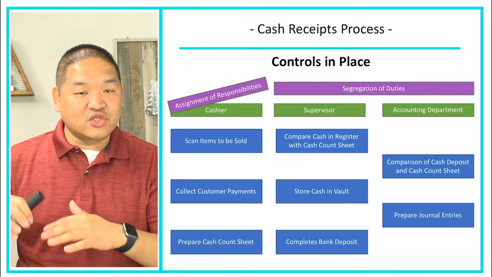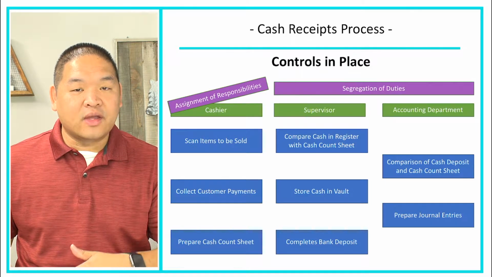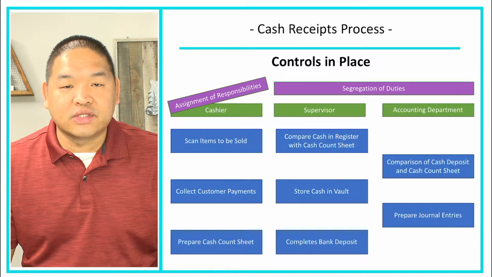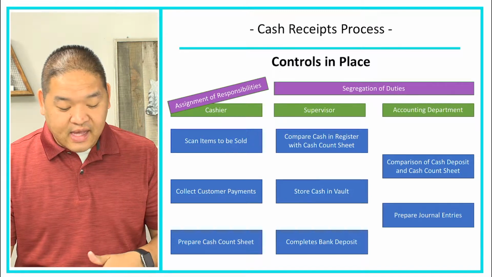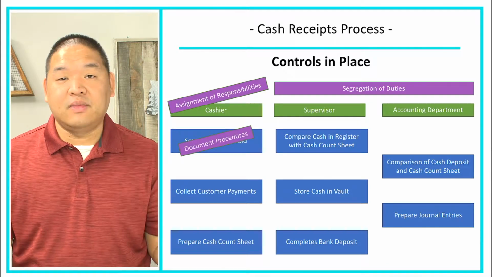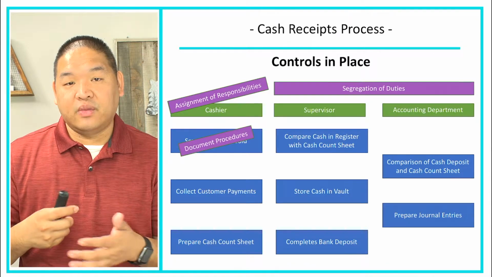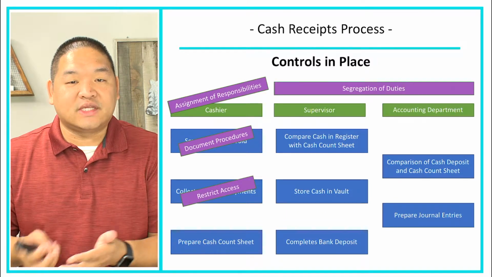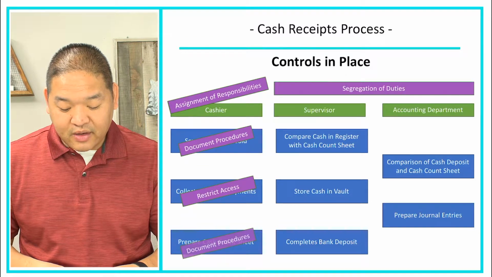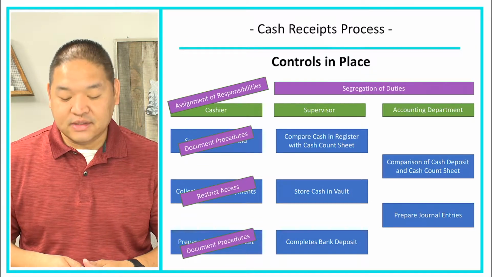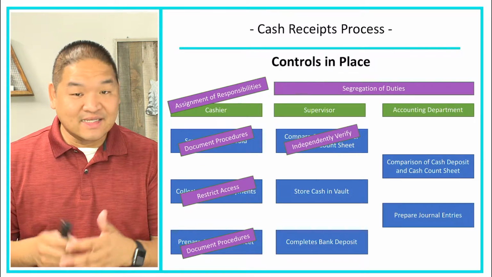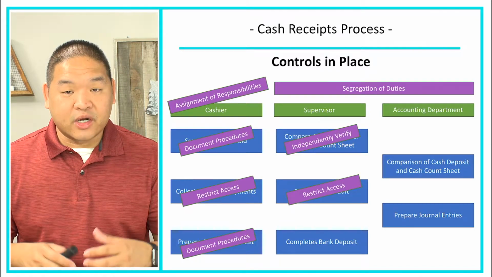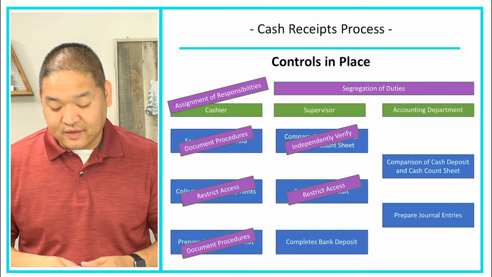Now, we can also look at each one of these 8 here and look at what other focuses in internal controls that we're going to use. Scanning the items to be sold, that's documenting procedures, right? We're scanning them so that we can document what we've sold. Collecting customers' payments, we're going to restrict access. Prepare count sheet, we're also going to document. Compare, that's independently verify. We're going to restrict access because we're going to put the money in the vault.